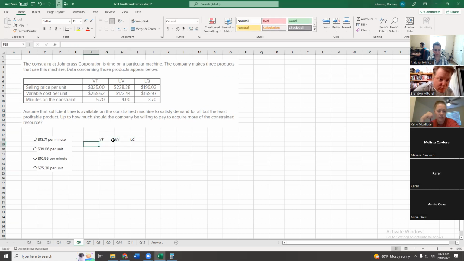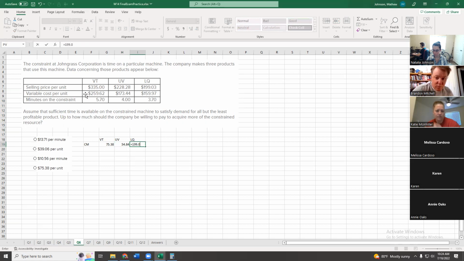And then let's find the contribution margin per unit. So it's the selling price minus the variable cost. So 335 minus 259.62. And then we just do that for all the other products. And then they give you the minutes too.